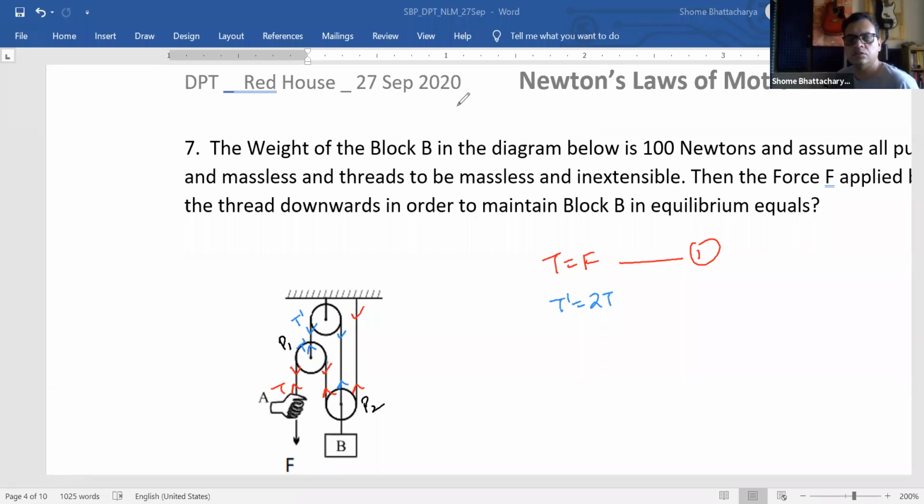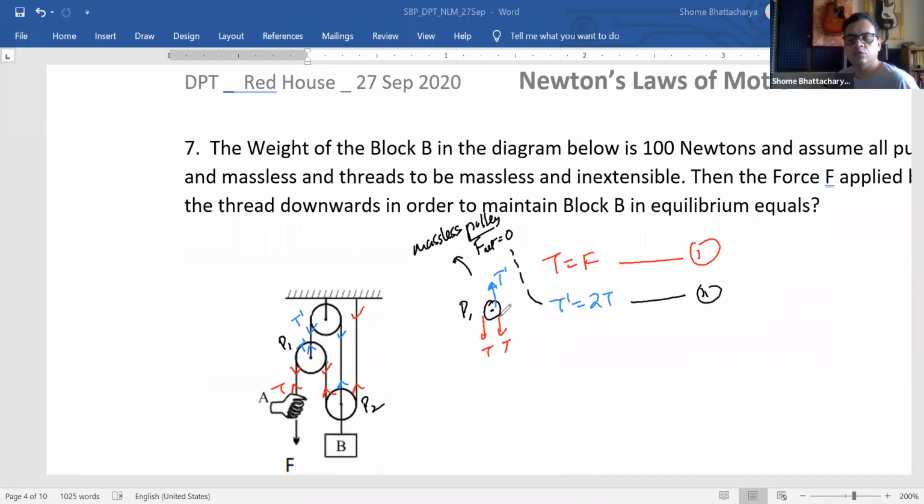Now look at the free body diagram of pulley P1. On pulley P1, it doesn't matter whether it's accelerating or not, the net force has to be zero because it's massless. Because this pulley's mass is zero, the net force on it has to be zero. So that is giving you this equation. That's your second equation now.